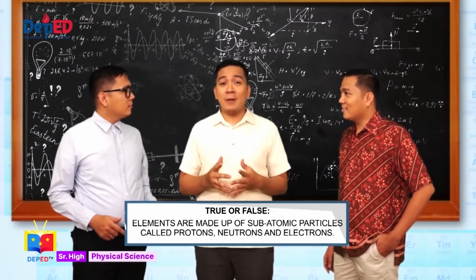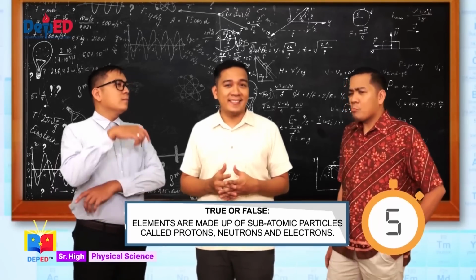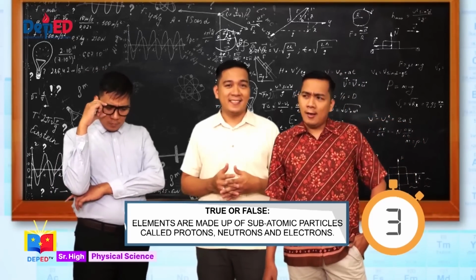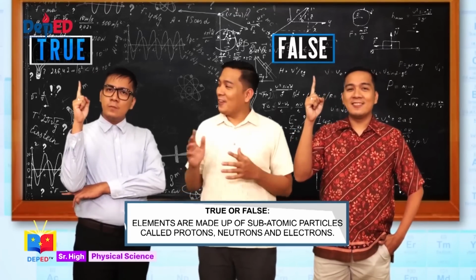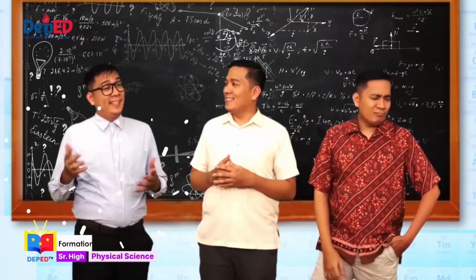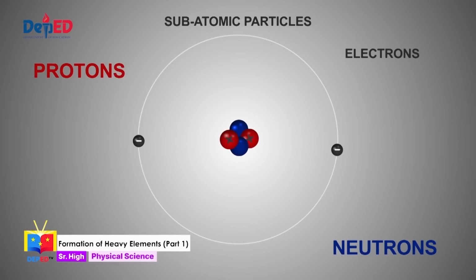Elements are made up of subatomic particles called protons, neutrons, and electrons. The correct answer is true. Yes, it's true. Protons are positively charged particles. Electrons are negatively charged particles, and neutrons have no charge.